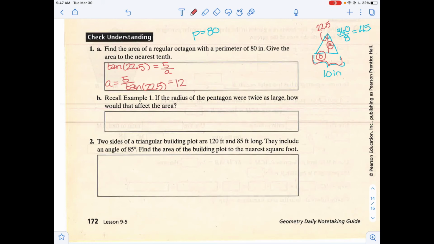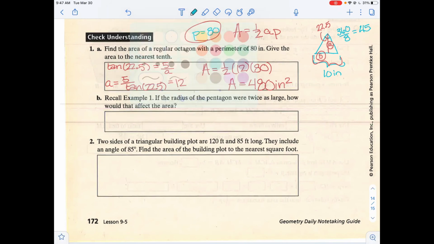Okay, so now area equals 1/2 apothem times perimeter. They gave us the perimeter, we just found the apothem. So area equals 1/2 times apothem 12 times perimeter 80. So 1/2 of 12 will be 6, and 6 times 80 will be 480 inches squared. Okay, part B, we are going to skip. Go ahead and just cross that out, and let's look at number 2.